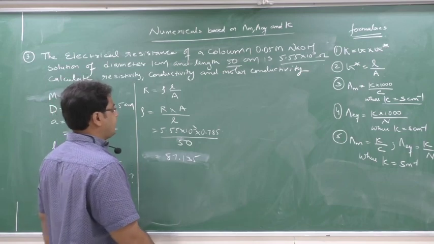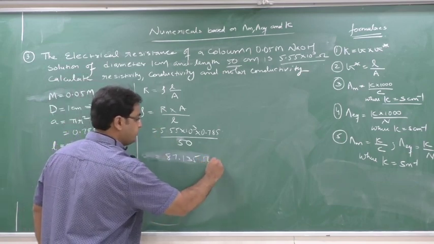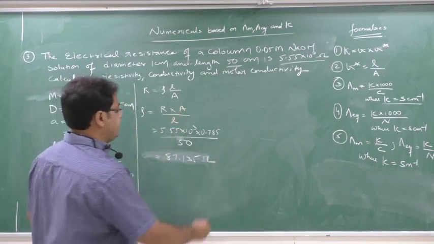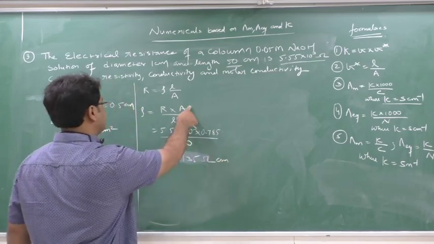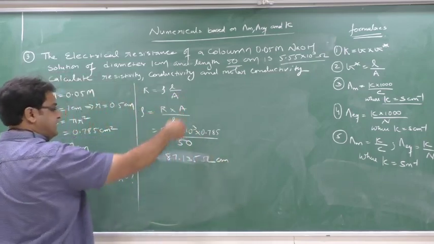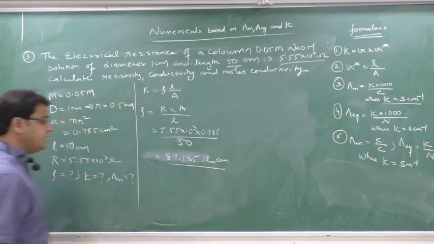Okay, now what will be the unit? R unit is ohm. A by L unit will be centimeter, because area means centimeter square by L centimeter, so centimeter will get cut. Your answer will be 87.135 ohm centimeter.